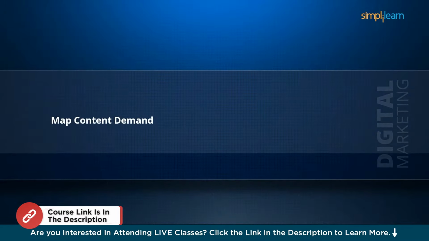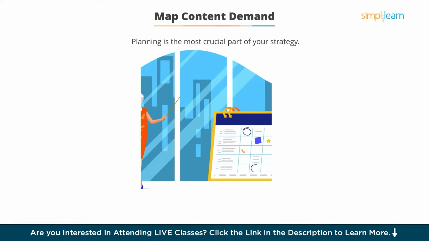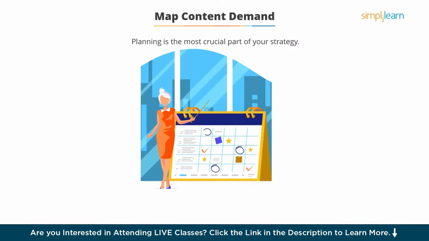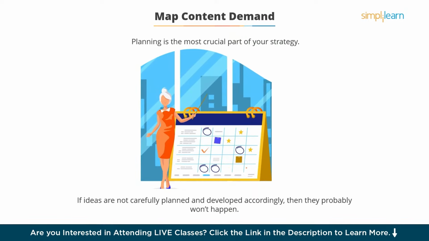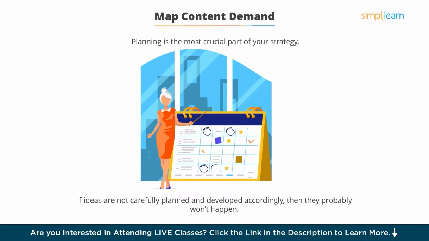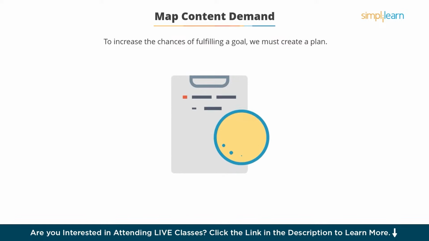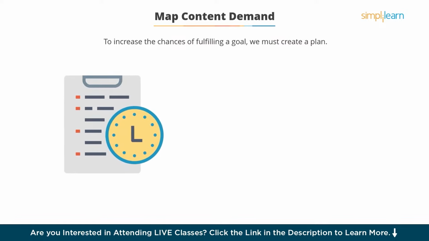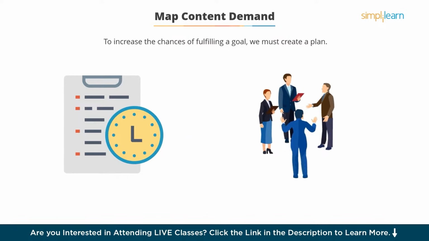Map content demand. This is the most crucial part of your strategy, the planning. Without this step, many people have big ideas and plans, but if those ideas are not carefully planned and developed accordingly, then they probably won't happen. When we put things on a calendar and create a plan, it increases the chances they can get done by 70% or more.